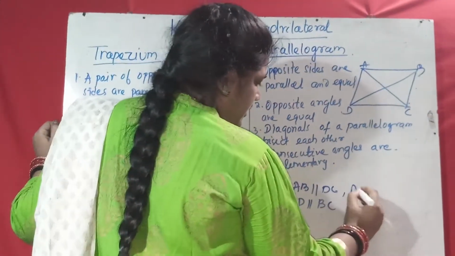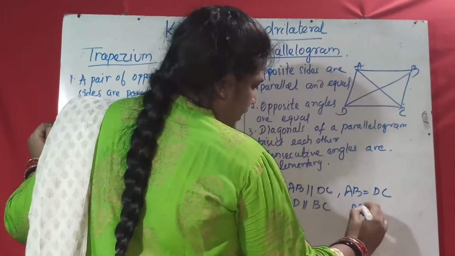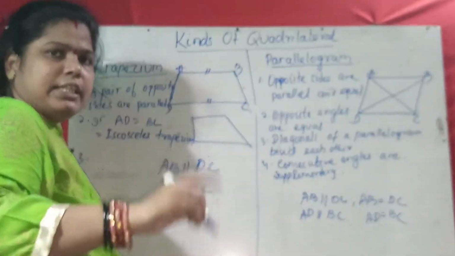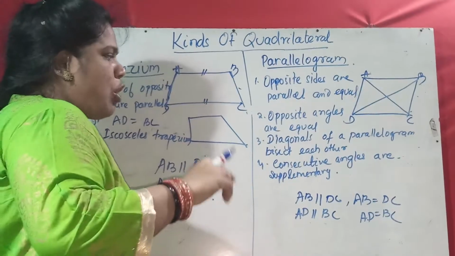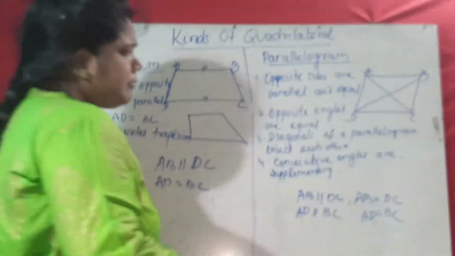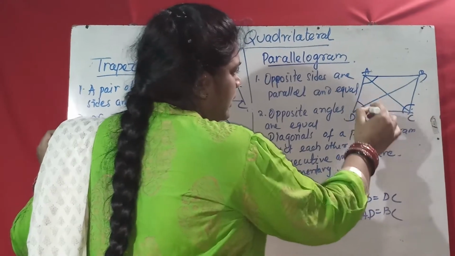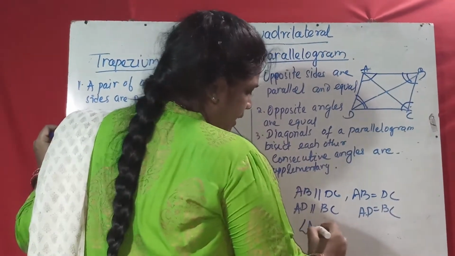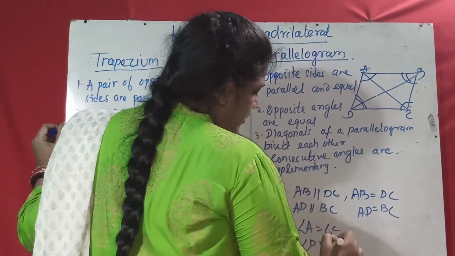AB equals DC, AD equals BC. They are parallel and equal, then that is called a parallelogram. Another property: opposite angles are equal. Opposite angles means angle A is equal to angle C, angle D is equal to angle B.